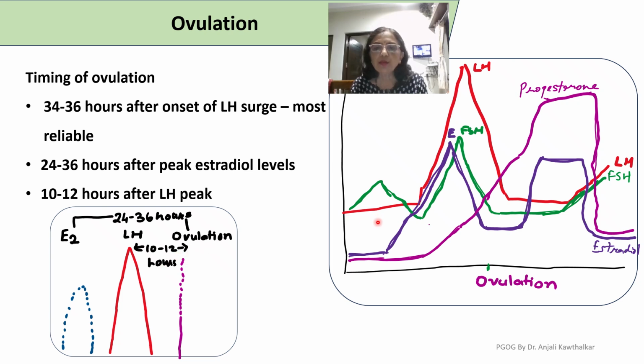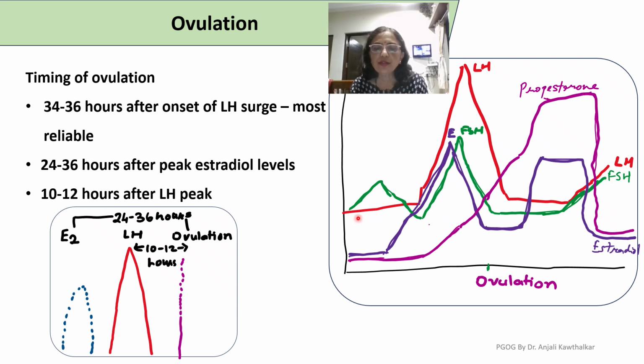This is the important diagram which each one of you should be able to draw. Once you are able to draw this diagram, that means you have understood regulation of the menstrual cycle. As you can see here, the first hormone, the green one, is FSH. There is a slight increase in the initial part of the menstrual cycle, then a fall. Then just before ovulation, there is a peak of FSH, then a sustained fall in the second half, and as the menstrual cycle ends, the FSH starts rising.